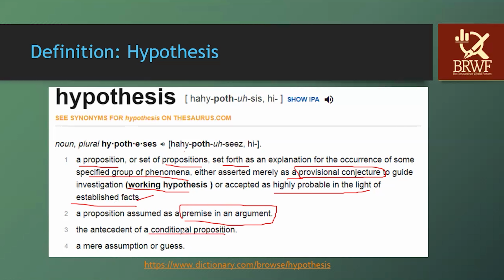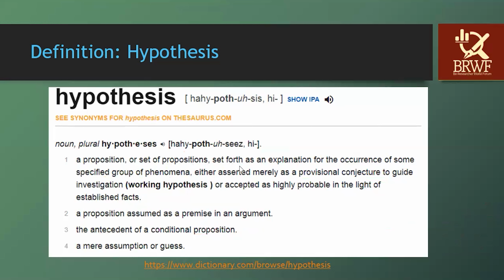So this is the output: if these things happen, then this will happen. Antecedent means the earlier part. Okay, a mere assumption or guess. This is just an assumption or guess. Okay, so we can define hypothesis like this. This is just the dictionary definition.